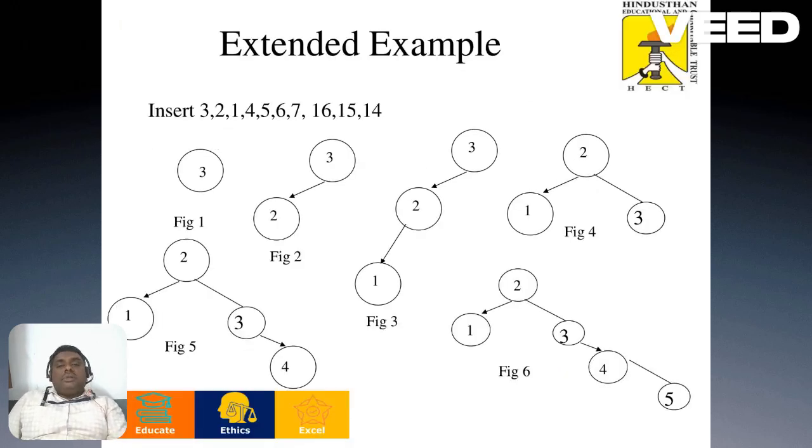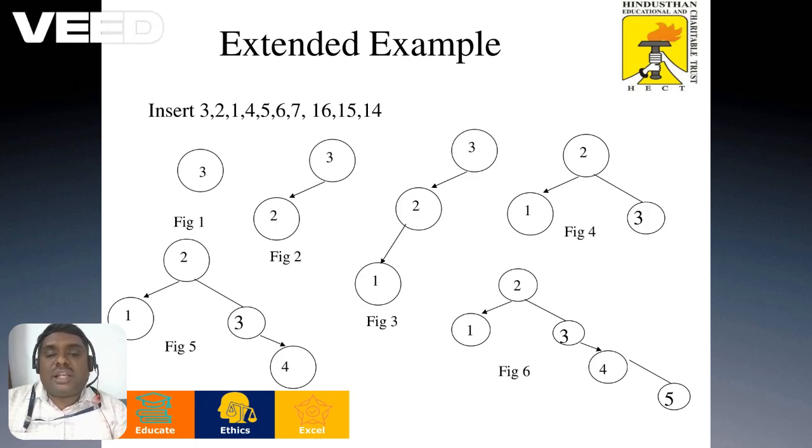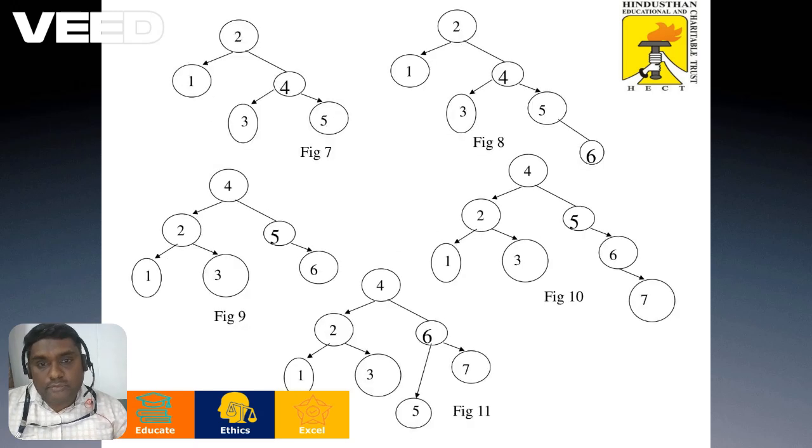Now an extended example. Suppose I want to insert the values 3, 2, 1, 4, 5, 6, 7, 16, 15, and 14. First we insert 3 as the root, and the next value 2. The next value 1 makes it 3, 2, 1, which is also imbalanced. So based on the balance factor, we do the rotation. Then we insert the next values 4 and 5.